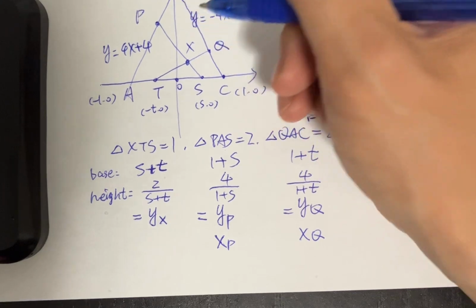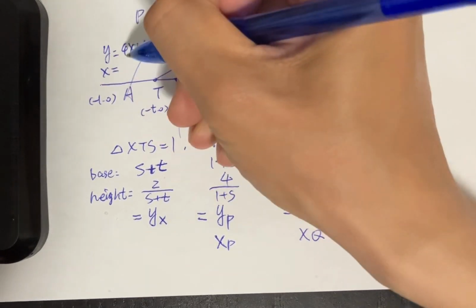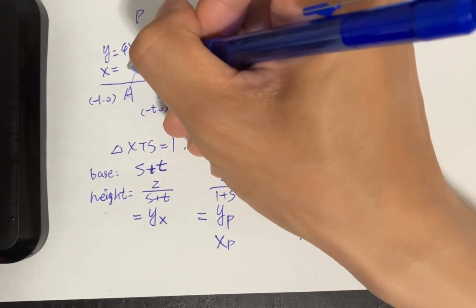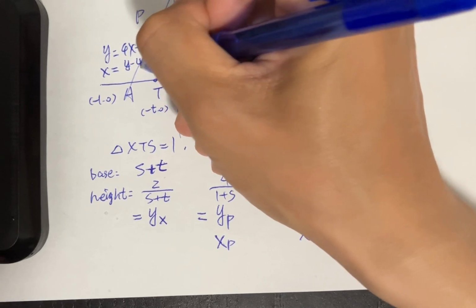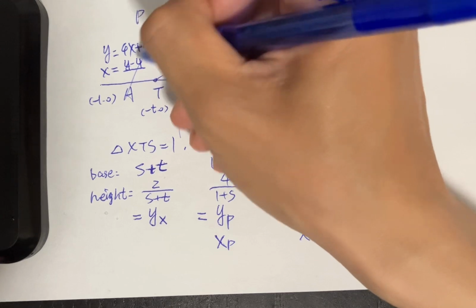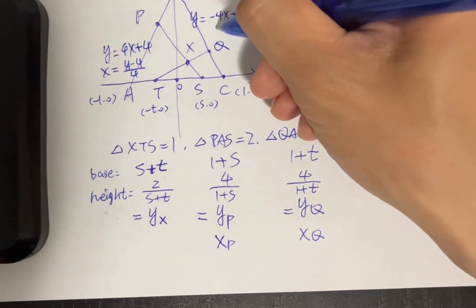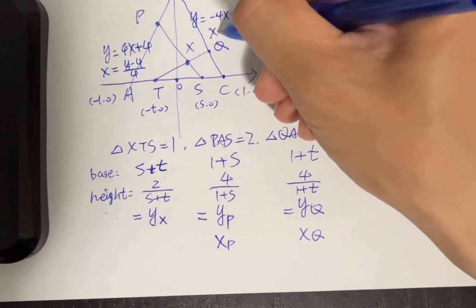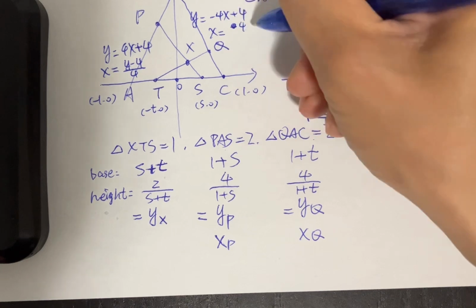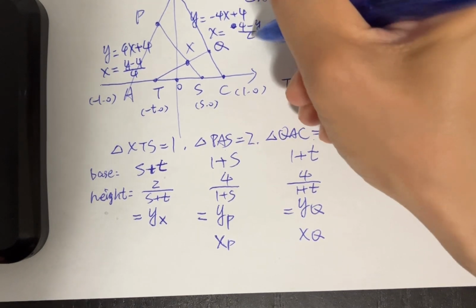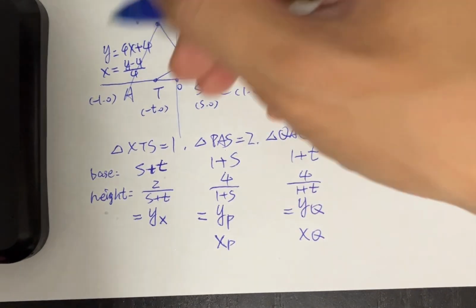Y is 4x plus 4. In other words, X is (Y minus 4) divided by 4, right? And how about this one? In other words, X is, no, sorry, it is positive 4 minus Y, divided by 4. Okay, so let's plug them in.